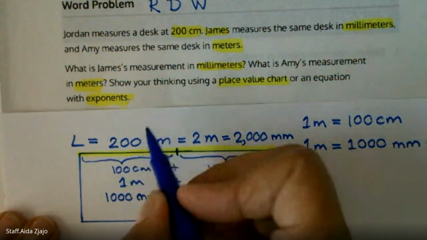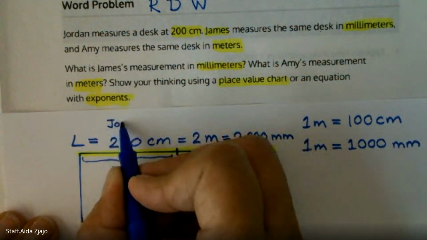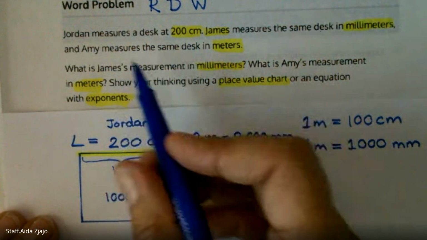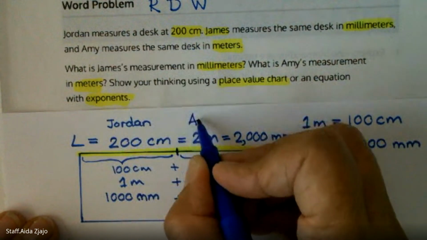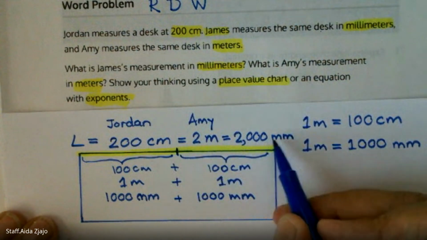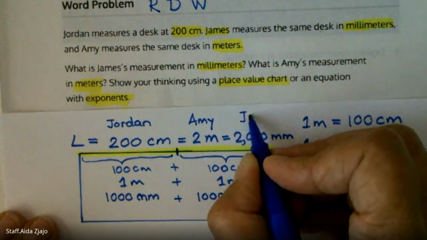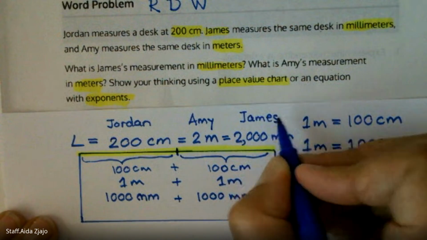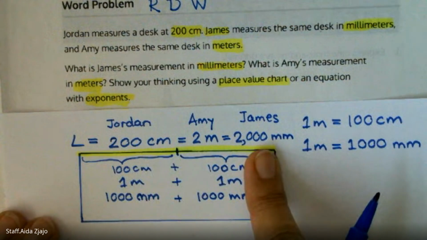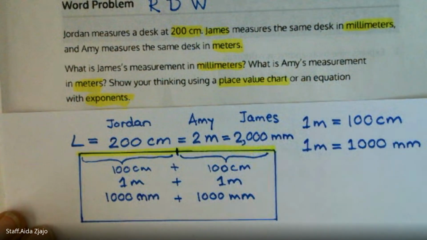This was the measure for Jordan, and 2 meters was the measure of Emmy, and then 2,000 millimeters was the measurement of James. And they are equivalent, just different units. That's one way you can do that.